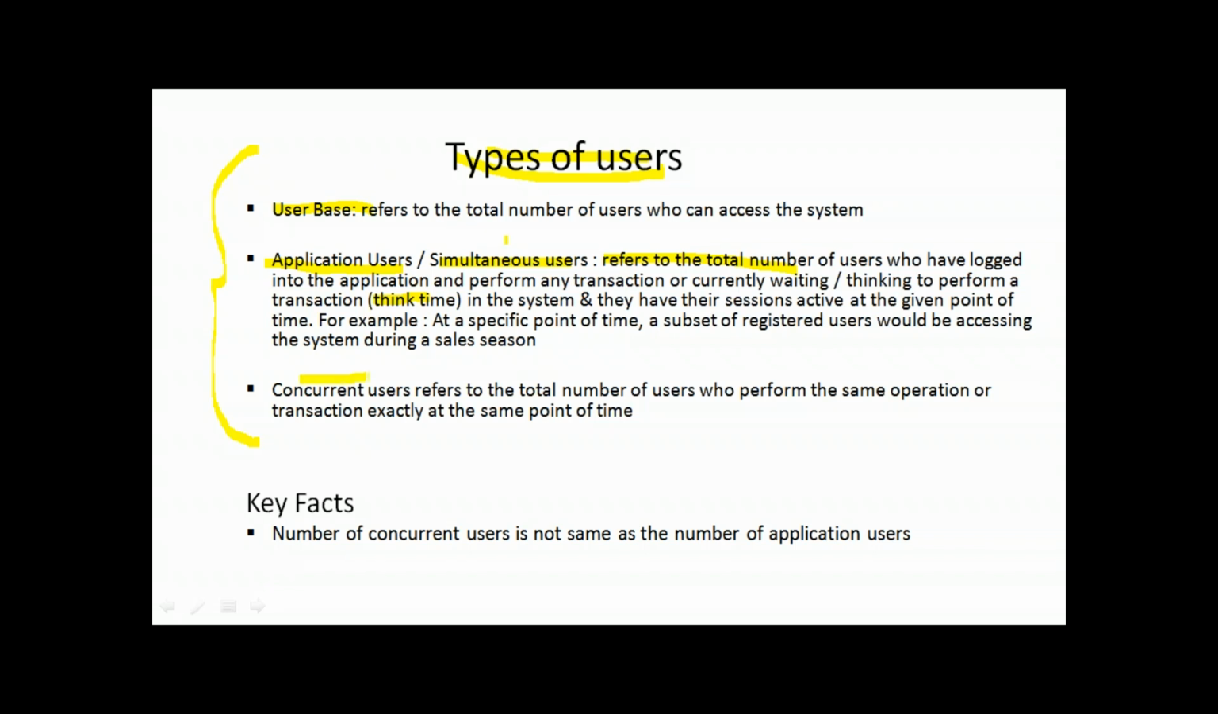And finally, concurrent users refers to the total number of users who perform the same operation or transaction. For example, there are these 10 users who are booking an order. So all these 10 users are concurrent users because they are doing the same thing on the application, which is booking the orders.